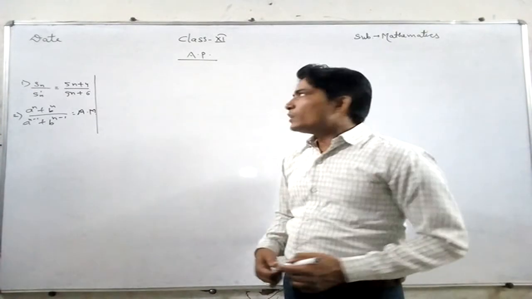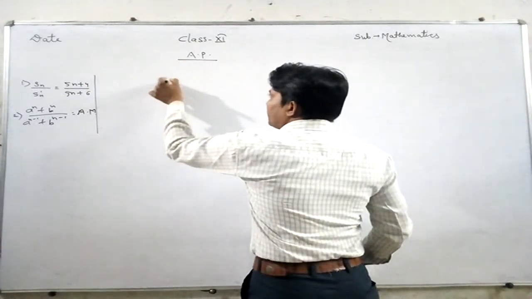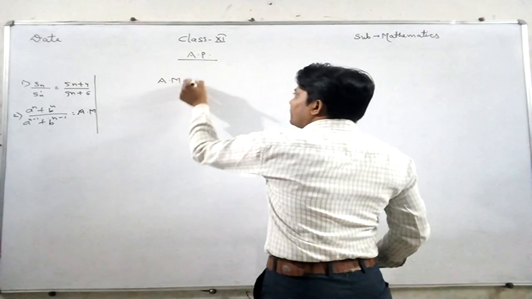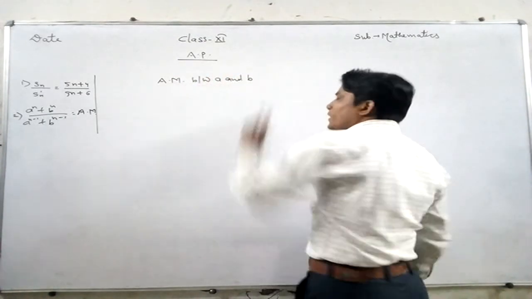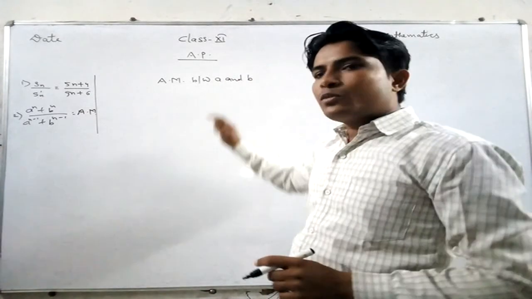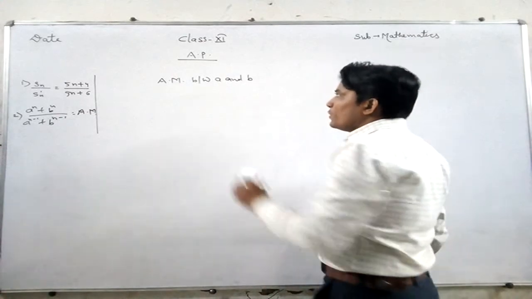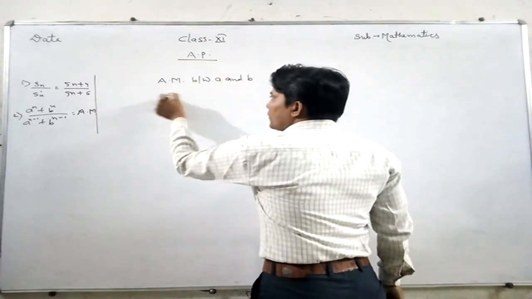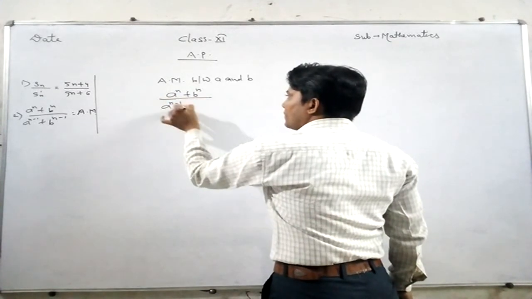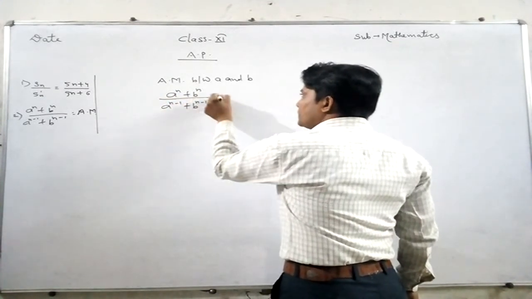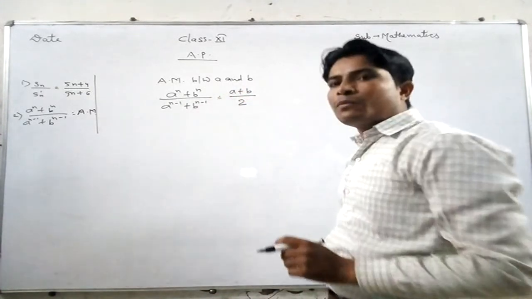Now student, our second question is: there are two numbers A and B, and the AM between A and B is given. So what is the AM? The AM is given as an plus bn divided by an minus 1 plus bn minus 1, and we know the formula of AM equals a plus b upon 2.